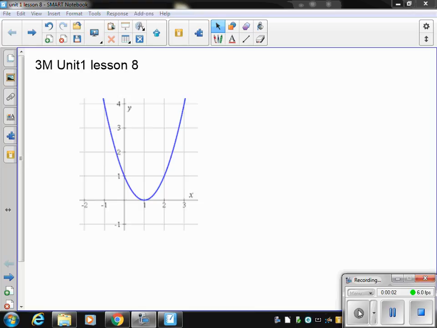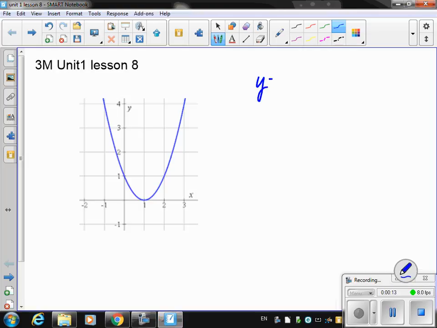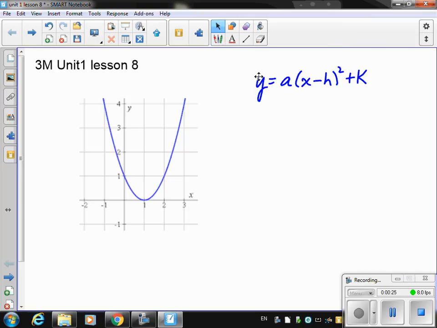So 3M, we're working on lesson 8 today, where we determine the equation from the graph or a description instead of the other way around. So the first thing I'm going to write down is the vertex form of a parabola, because that's the easiest to come up with an equation for.